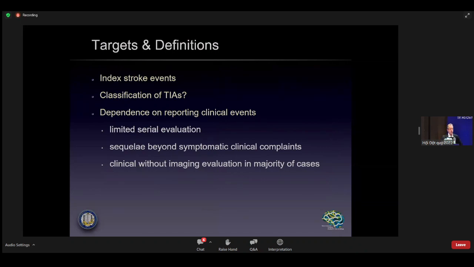As I mentioned, we really rely heavily on reporting of clinical events. We have limited serial evaluation because we don't follow patients over time and bring them back to image and see what happens over time. A lot of the time this isn't done. And we don't look at the sequelae such as cognition or cognitive impairment in the brain over time, although that is changing recently. Most of the time we tell patients to come back once they have a clinical stroke or symptoms of a stroke. And we don't do neurocognitive testing and follow-up.